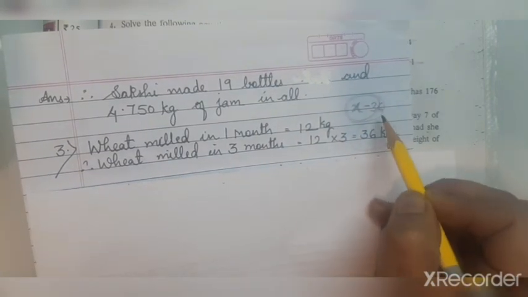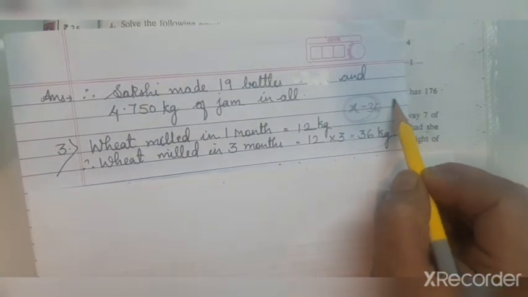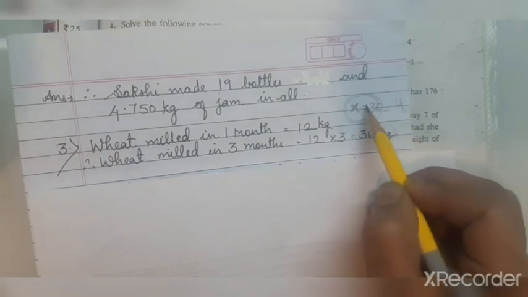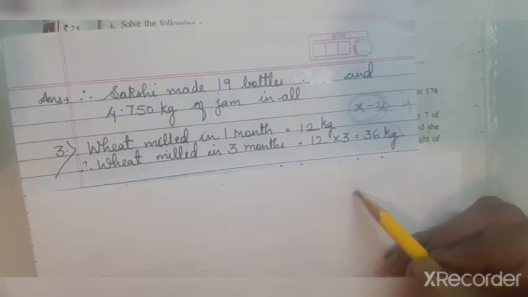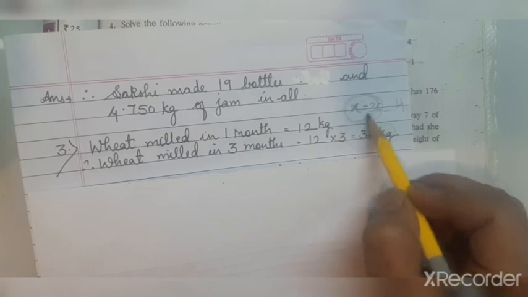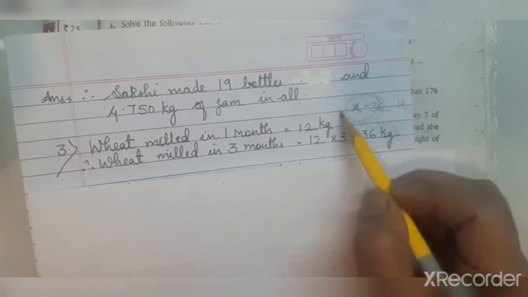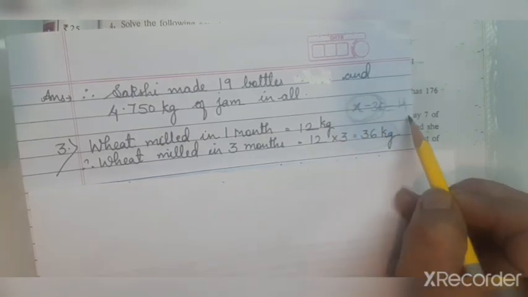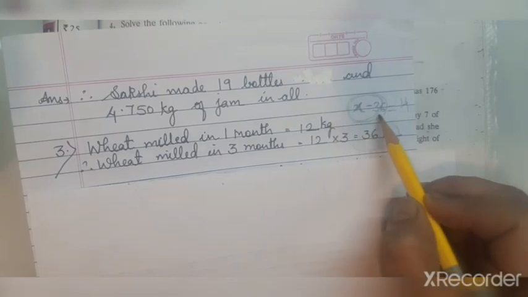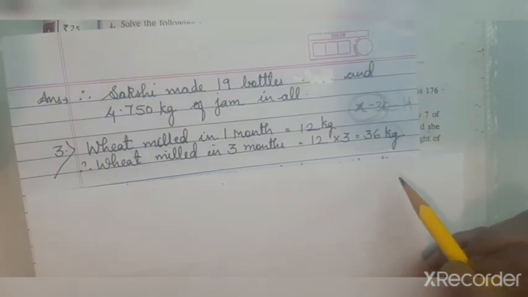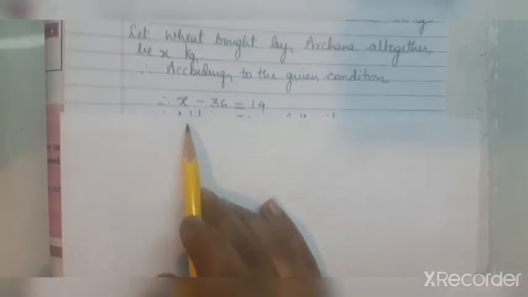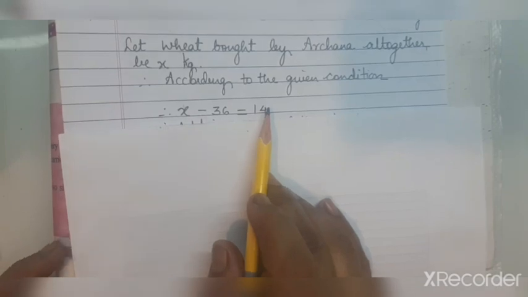And they have given that after 3 months, 14 kgs was left. So whatever this is, it is equal to 14, because this is the wheat left after 3 months. We have found it in the X form and they have given 14 kgs. So X minus 36 is equal to 14. We have written here X minus 36 is equal to 14. I hope you have understood why it is written.